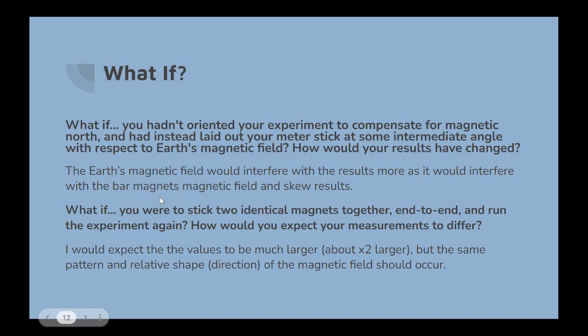And then what if you were to stick two identical magnets together into N and run the experiment again? The values would most likely be about 2 times larger, but it would be the same pattern and relative shape, so all the arrows should be in the same direction. It should just be a lot larger. Yeah, thank you.